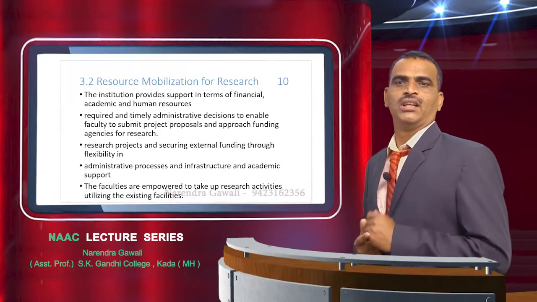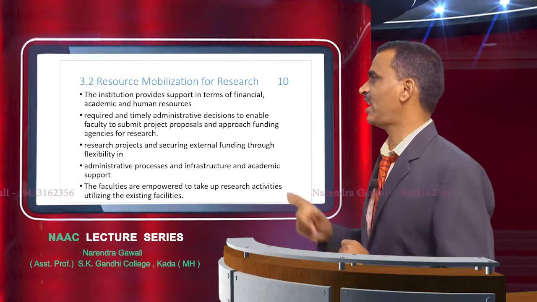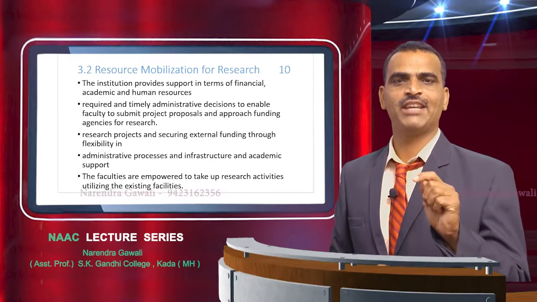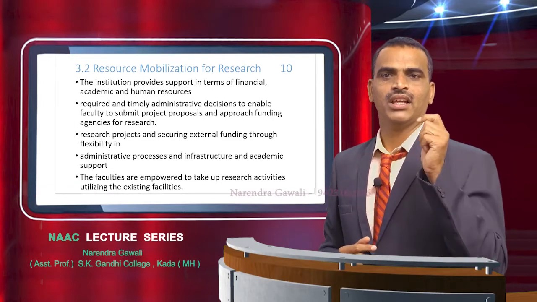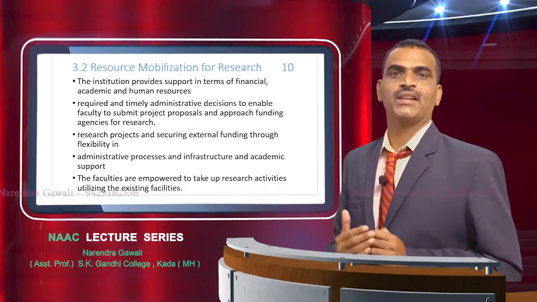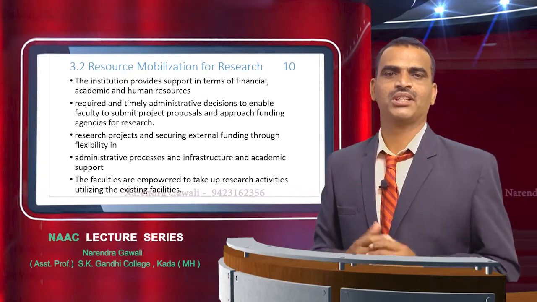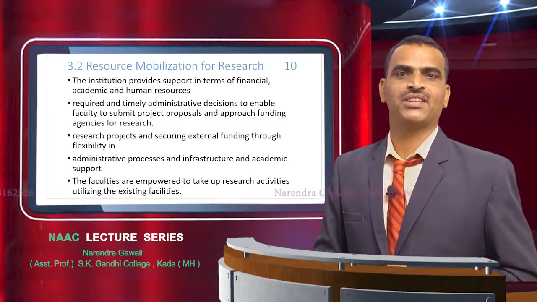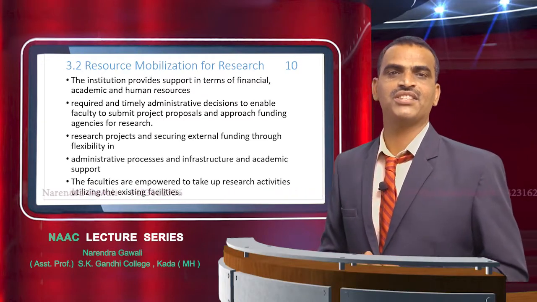Then we come to 3.2, resource mobilization for research. That is 10 weightage. The institution provides support in terms of financial, academic and human resources. How does the institution support? Financially, academically and with human resources also. Timely administrative decisions enable faculty to submit projects, like minor projects, major projects, proposals, and approach funding agencies for research. How they approach the funding agencies is also important. Then research projects and securing external funding is also important.